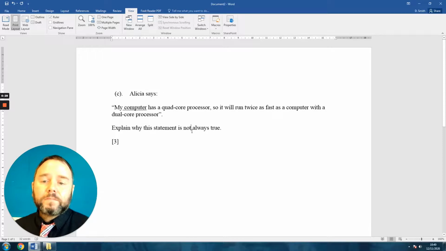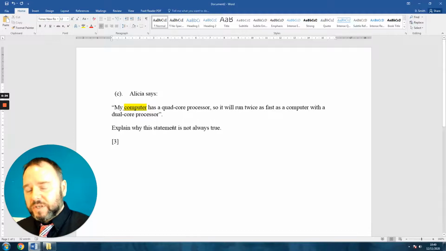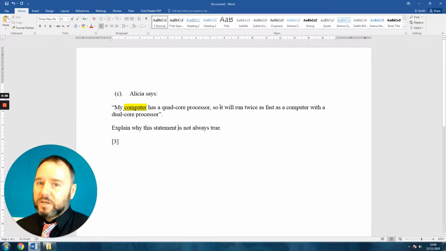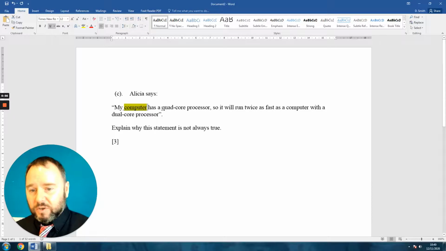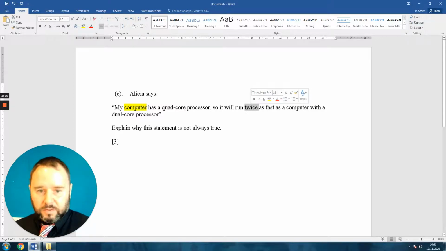Let's really emphasize this: if you see a question about processors, like we've seen in a previous question, or anything to do with von Neumann, and the actual question is talking about computers, it wants you to talk about other things. It doesn't want you to talk about the processor. It wants you to talk about the other parts of the system, the computer, not just the processor. So my computer has a quad core, fine, so it will run twice as fast as a computer with a dual core.